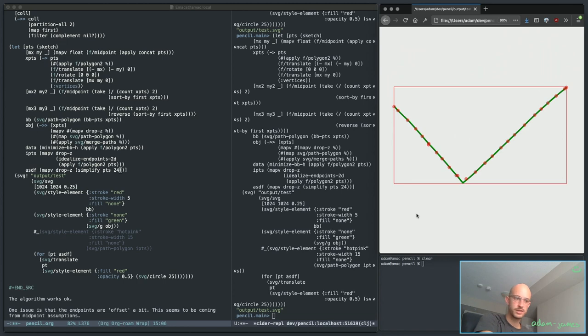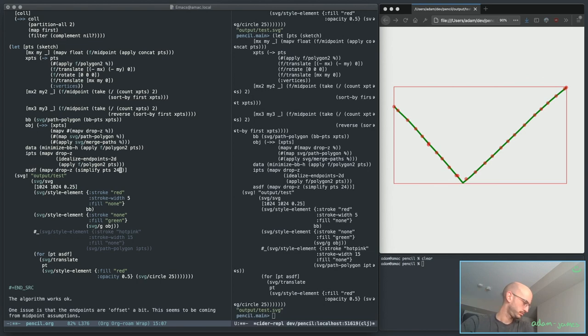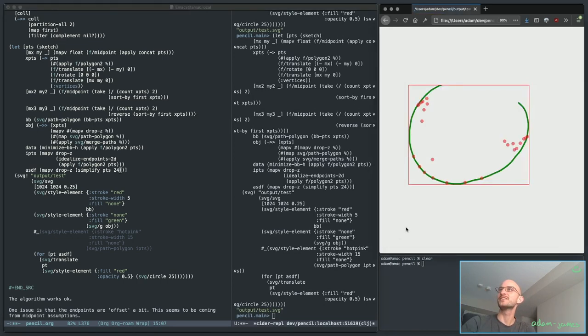Let's try some other shapes for a minute. Let's try that. Yeah, that doesn't work at all. Okay, so curves, iffy.